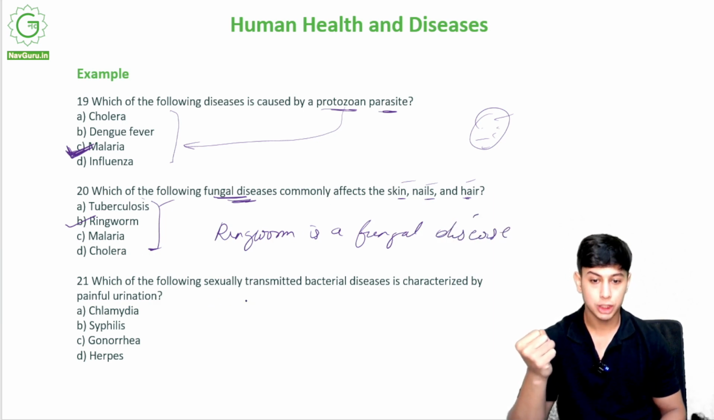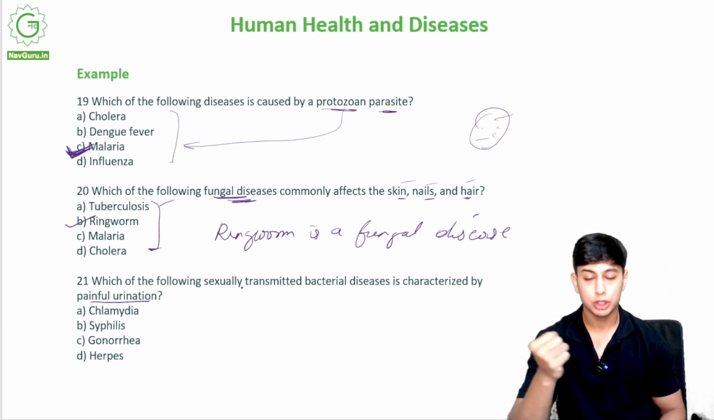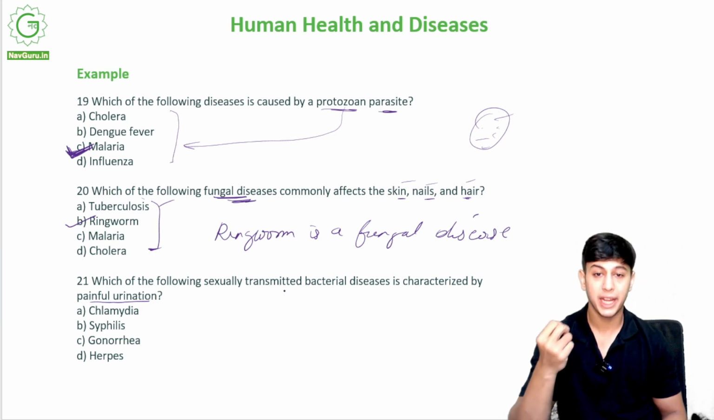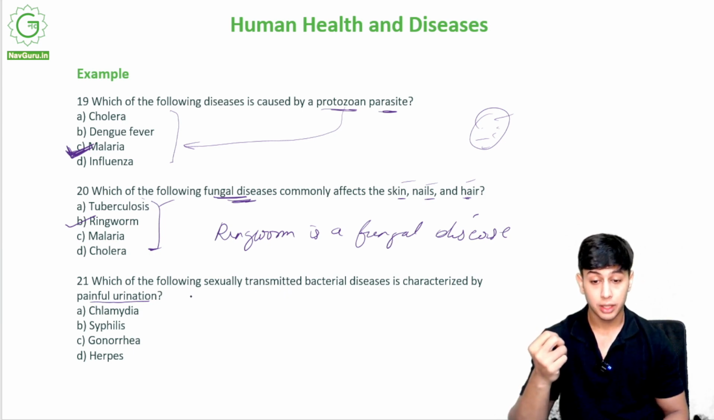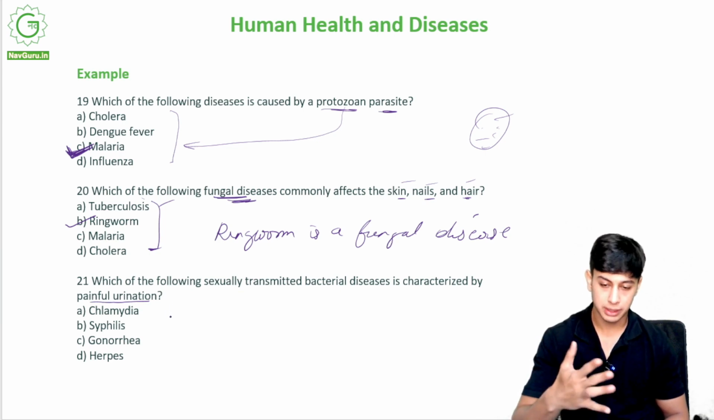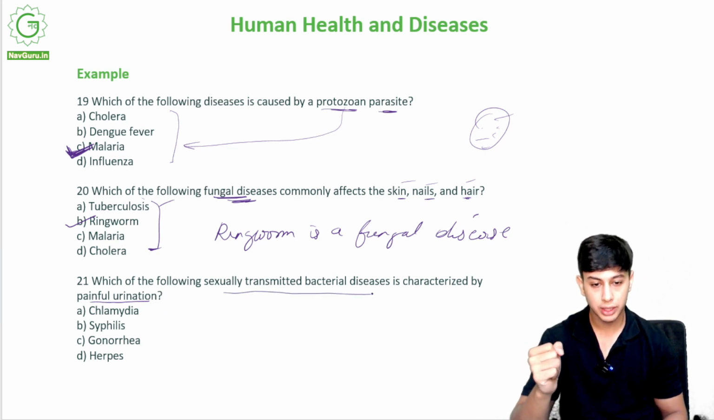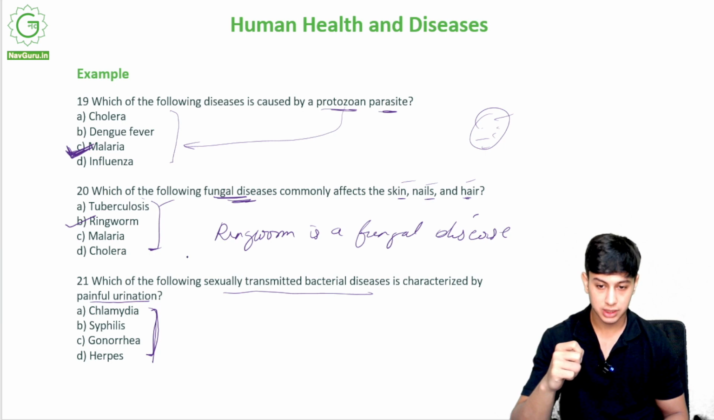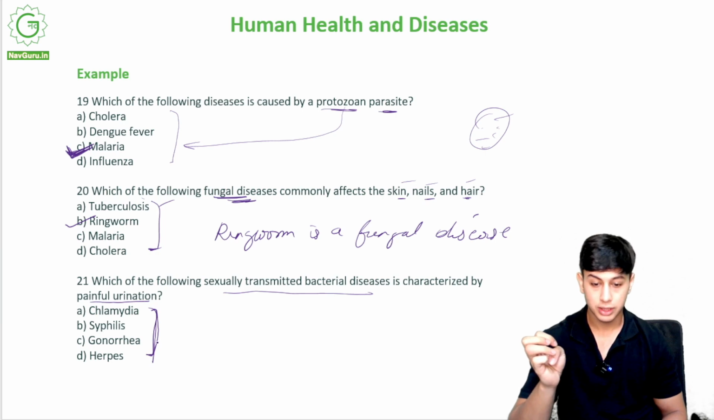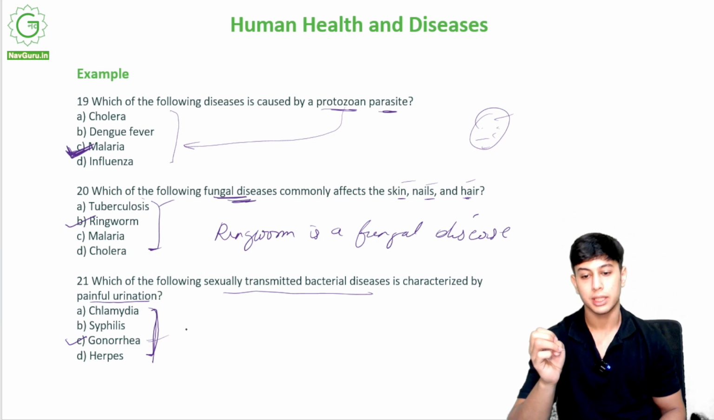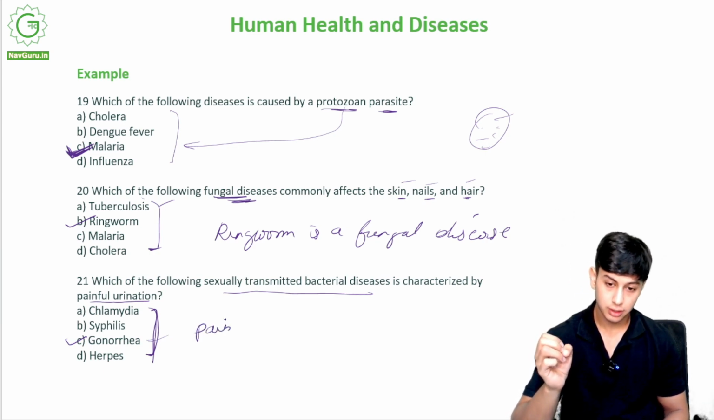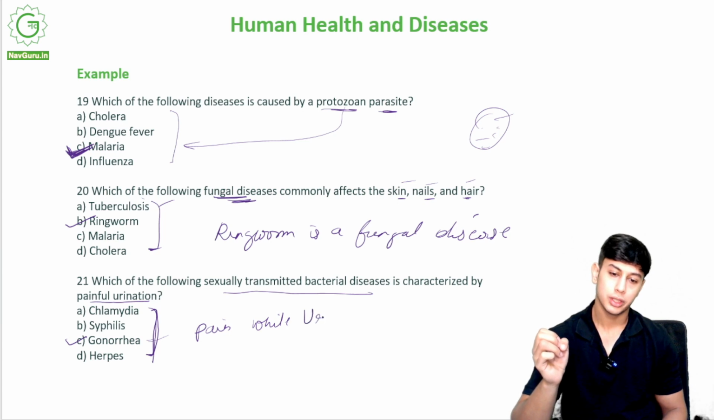Which of the following sexually transmitted bacterial diseases is characterized by painful urination? So, when you get pain while urinating, okay, that is an example of a symptom of a sexually transmitted bacterial disease. Okay, now which one is it? In which one do you get pain while urination? Is it chlamydia? Is it syphilis? Is it gonorrhea? Is it herpes? All right, so the correct option is over here. It is option C, gonorrhea. Okay, gonorrhea. This causes pain while urinating.